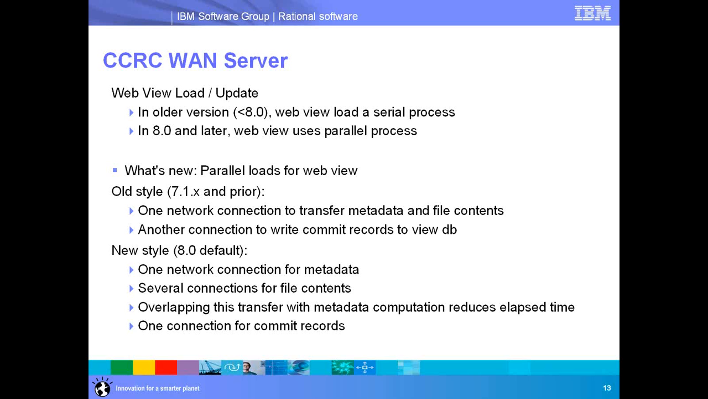And there would be one separate connection for committing the records to the DB. So this is a major change which I was talking about, the multi-threading, which has helped in improving the performance of the CCRC WAN server drastically compared to the older version.